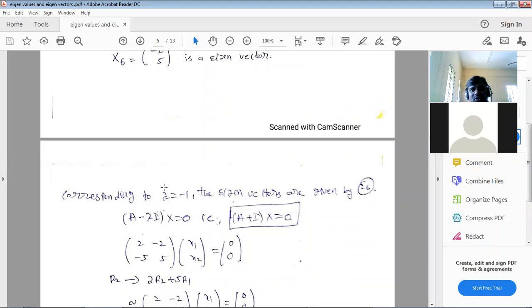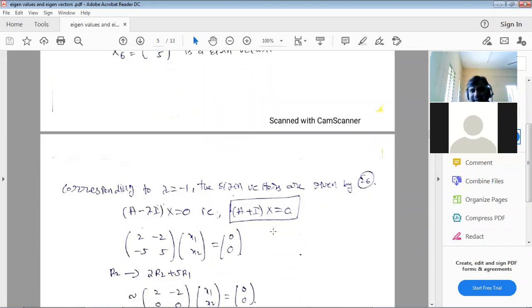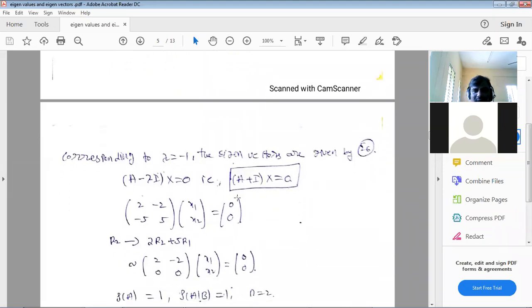Corresponding to lambda equal to minus 1, the eigenvectors are given by which solution? (A minus lambda I) x equals 0, with lambda equal to minus 1 substituted here. Therefore, you have to solve the system again by the same method. For every problem you have to use the rank method to calculate.